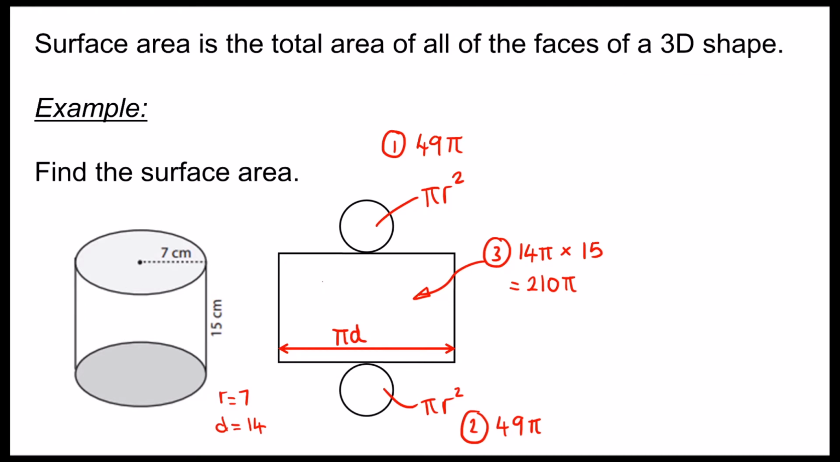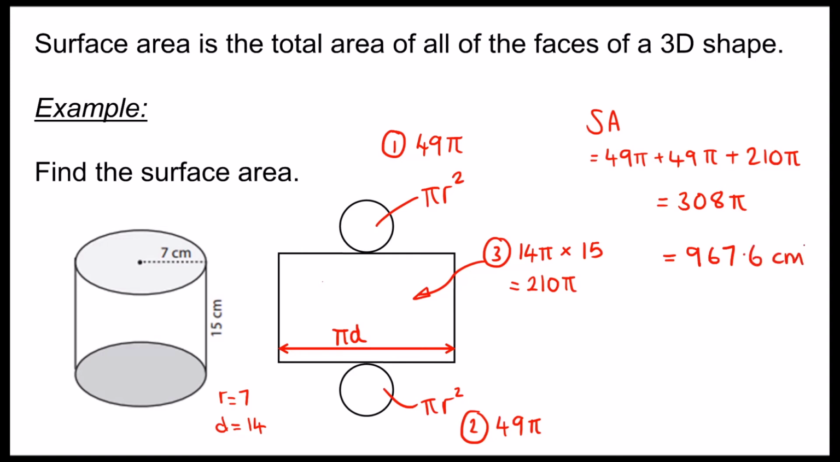The last thing that I need to do is write all of this information down as working out. I know that my surface area was 49 pi plus another 49 pi plus 210 pi, and in total that was 308 lots of pi, and when I put that in my calculator and rounded to 1 decimal place I got 967.6, and again my units are centimeters squared because we're looking at a surface area and not a volume. So that is my final answer.